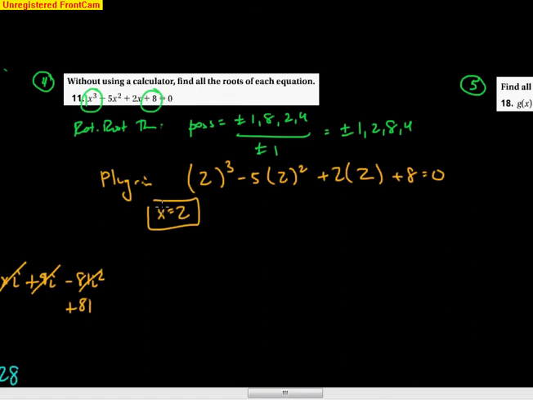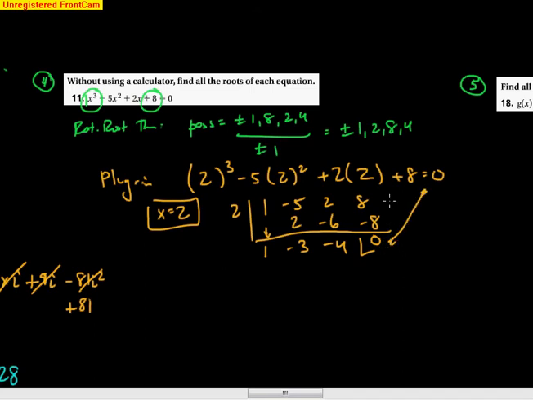And what we will do is we will then use this in synthetic division to bring this cubic equation into a quadratic. So we put the 2 out in front. Put your coefficients of 1, negative 5, 2, and 8. Remainder box there. Bring down the 1, multiply diagonally 2. Combine negative 3, multiply diagonally negative 6. Combine negative 4, multiply diagonally negative 8. 0. This means that 2 works, right? See that? See that connection?